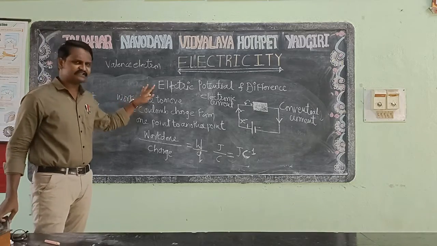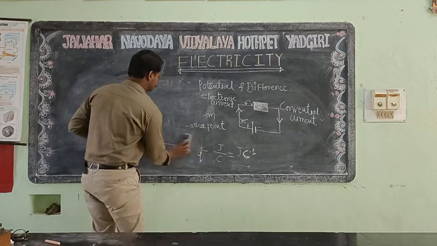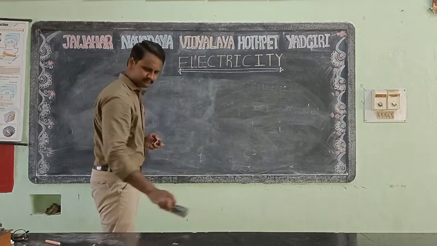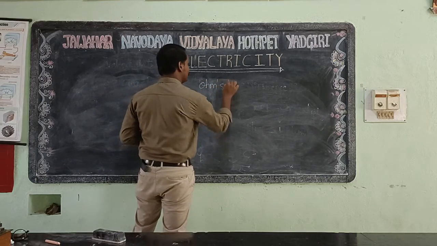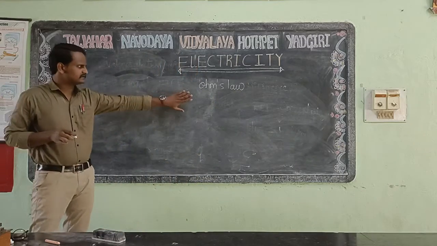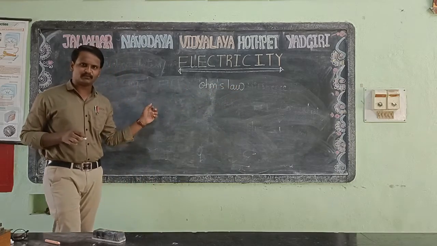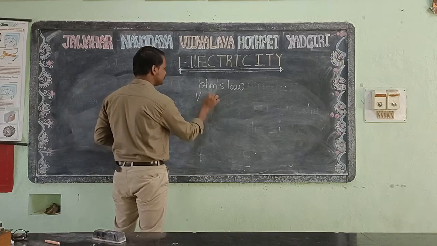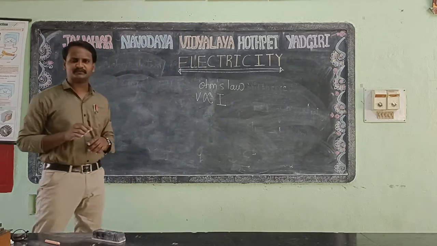Now we will see what Ohm's law is. The statement of Ohm's law is that the voltage applied is directly proportional to the current flowing through the circuit. Means the voltage applied is directly proportional to the current flowing through the circuit is Ohm's law.